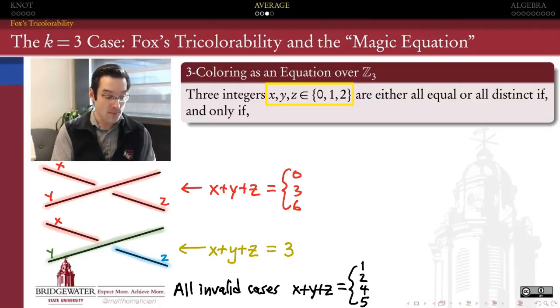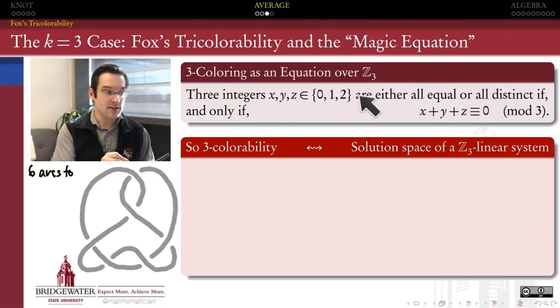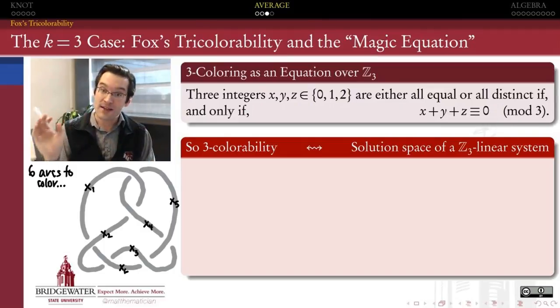Therefore, we get what's called the magic equation. I call it the magic equation. It says that 3 integers x, y, and z are either all equal or all distinct if and only if their sum is a multiple of 3, or x plus y plus z is congruent to 0 mod 3. What that does is it gives us a way to turn questions about 3 colorability of a knot into a linear algebra problem over the integers mod 3.